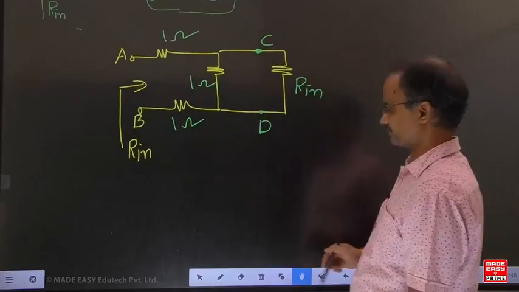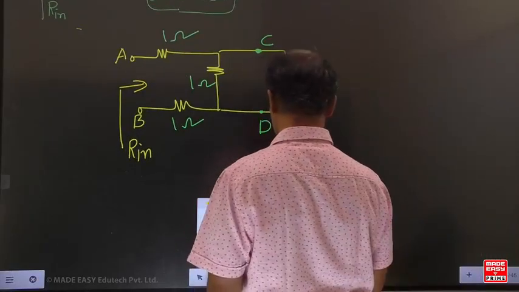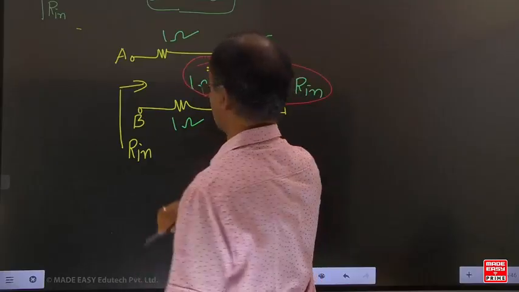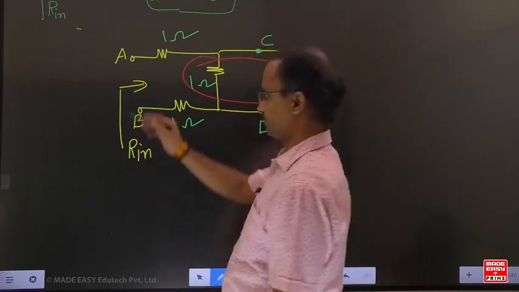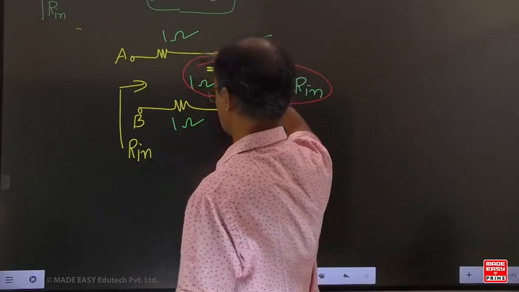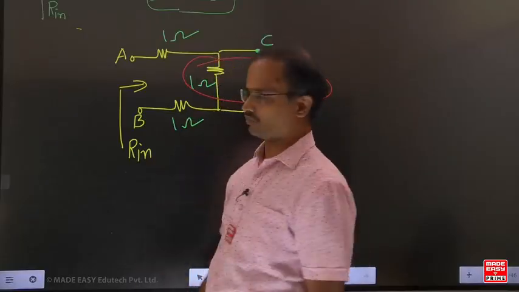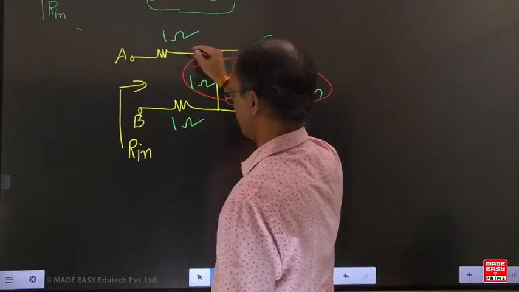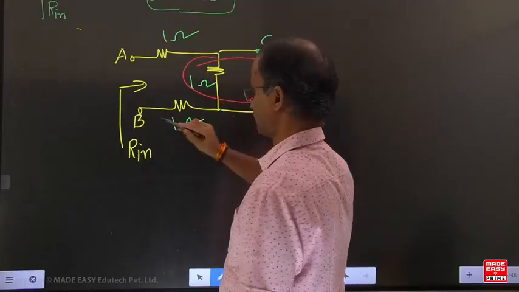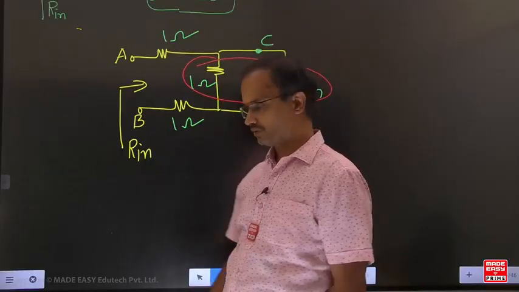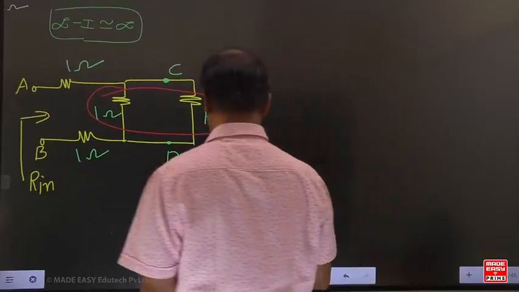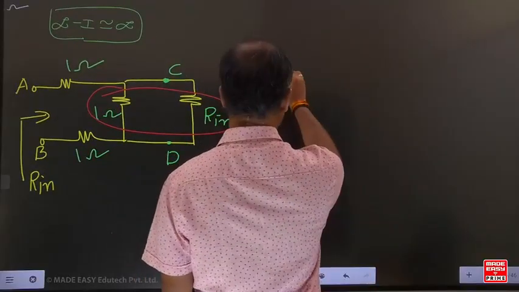Can you simplify this figure now? For this example, how are these R input and the 1 ohm connected? Parallel. If you are looking at A and B, this 1 ohm, this parallel combination and 1 ohm are all connected in series. Can you find out the equivalent resistance for this one?